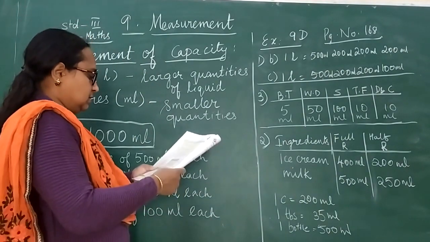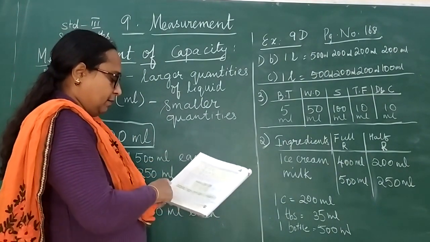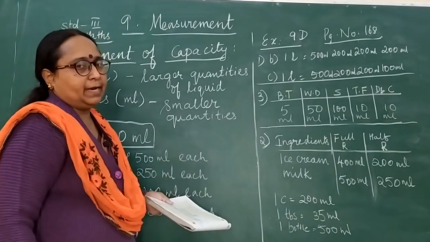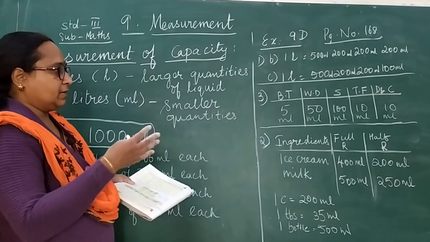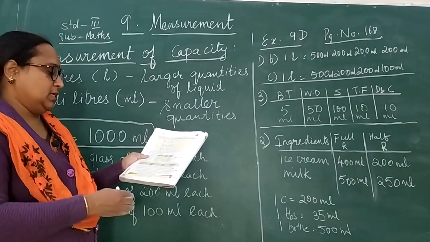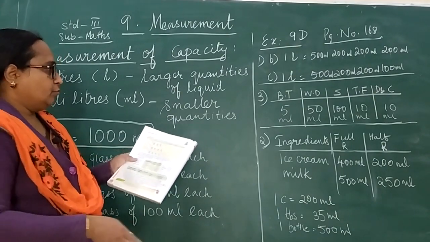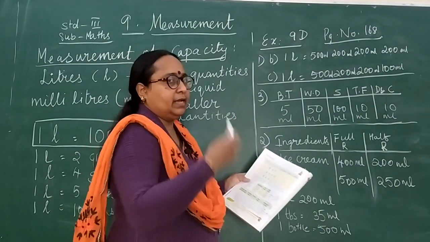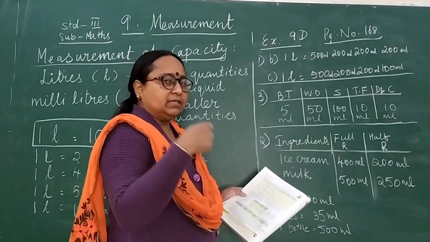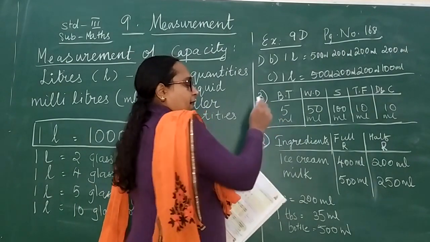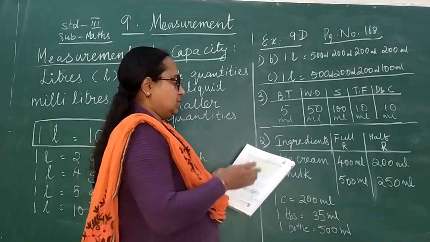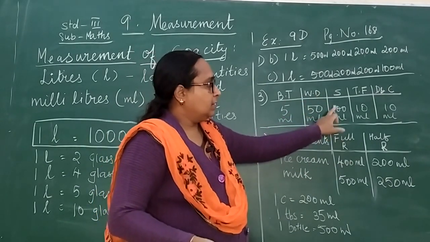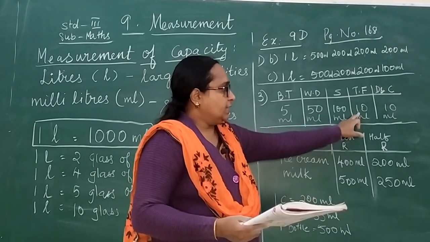Now coming to the third sum. The table below shows the amount of water a person uses for different activities. So at home, what are the different activities he uses water for and how much water he uses, that is also given. For brushing teeth with the tap running, he just opens the tap and starts brushing. For that he needs 5 ml, right? Then washing dishes, 50 ml. Then showering, 100 ml. For toilet flush, 10 ml.